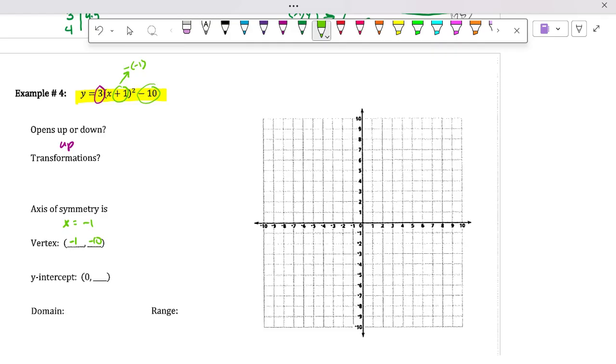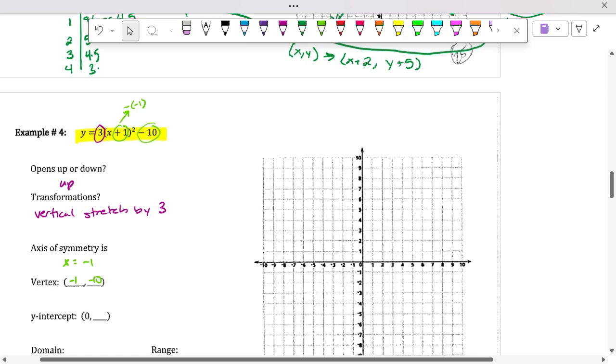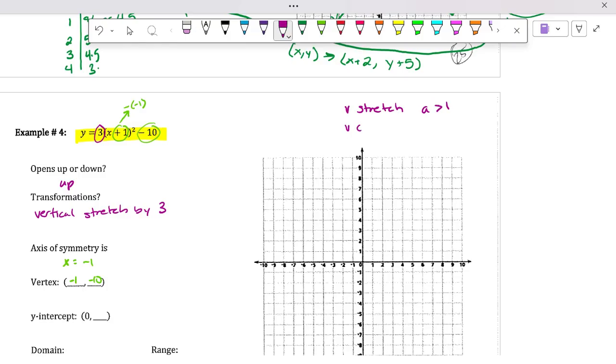All right. What's my transformations? Dilation by a factor of 3. So since it's a number bigger than 1, we're going to call this a vertical stretch by 3. So again, just to make a note, vertical stretch, your A value is greater than 1. Vertical compression, your A value is between 0 and 1. So in other words, it's just a fraction. Now, that's not including the negative. Okay, so if the negative's there, remember that dictates the reflection side of it. You ignore the negative whenever you're trying to determine the dilation. Okay?